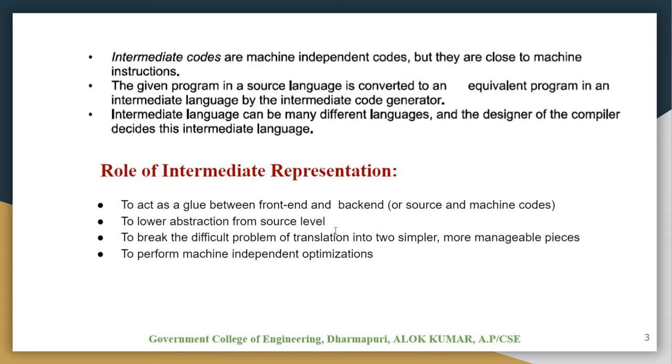Here we can see the different roles of intermediate representation. It acts as a glue between the front end and the back end. To lower abstraction from source level, that is also a role of intermediate representation. To break the difficult problem of translation into simpler, more manageable pieces, and to perform machine independent optimizations.